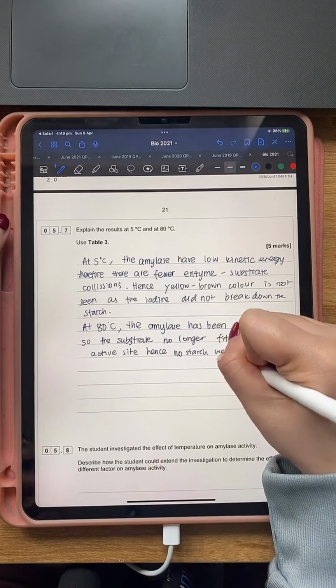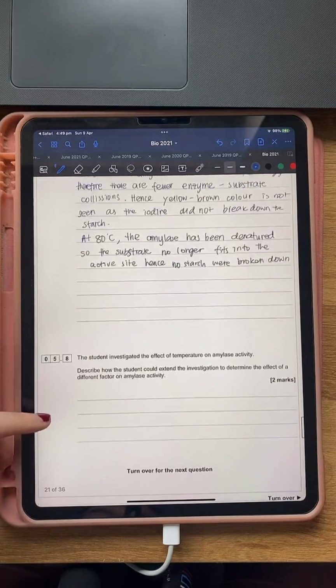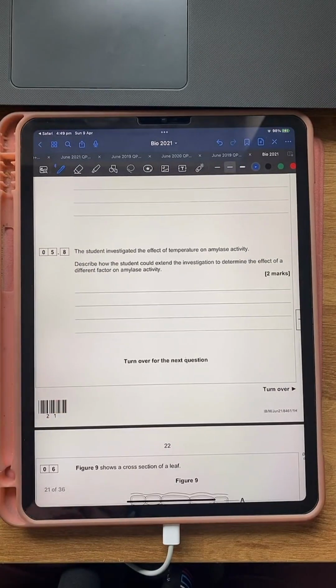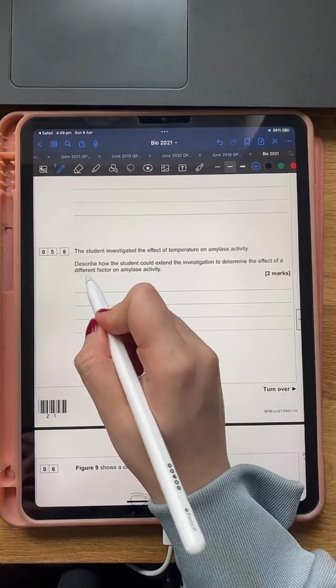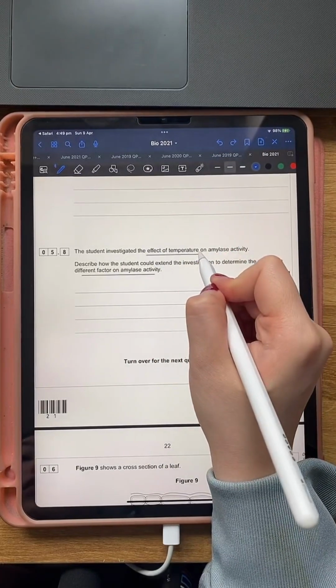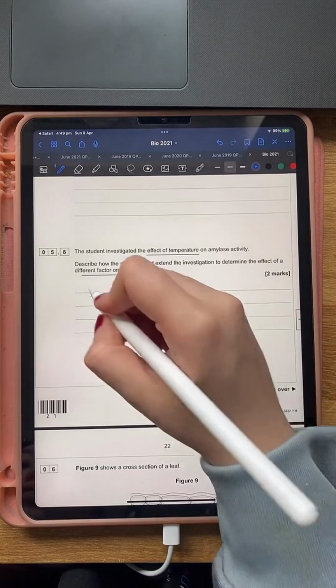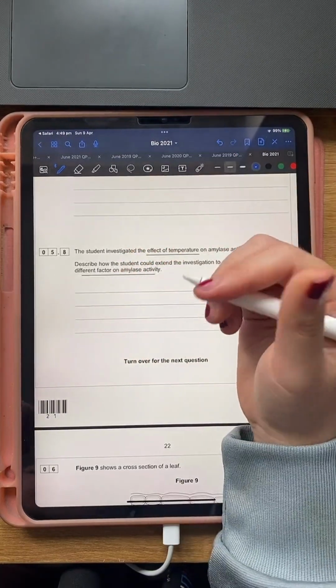The student investigated the effect of temperature on amylase activity. Describe how the student could extend the investigation to determine the effect of a different factor on amylase activity. So we've seen temperature already. What other factors can we have? Usually it would be pH. So the pH is something we can say here. Temperature is now kept constant, using a water bath. Always a water bath.